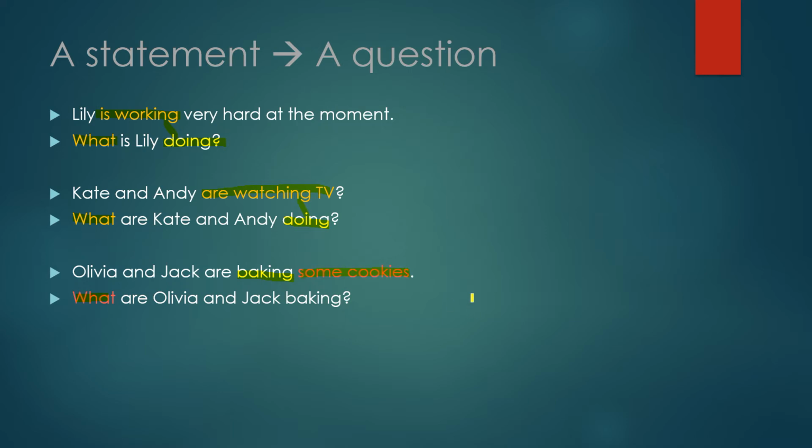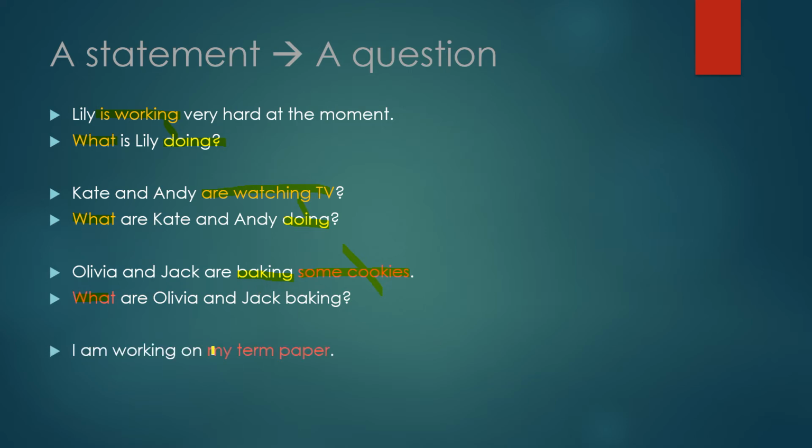So some cookies is the information that we do not know. We must leave this out of the question. So you see, you cannot see this anywhere in the question. It's being replaced by what. So what are Olivia and Jack baking? To which you reply, Olivia and Jack are baking some cookies.